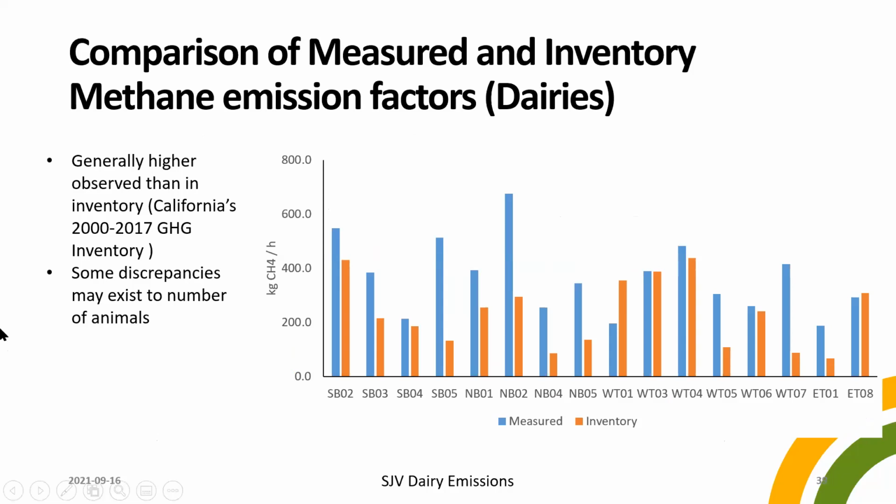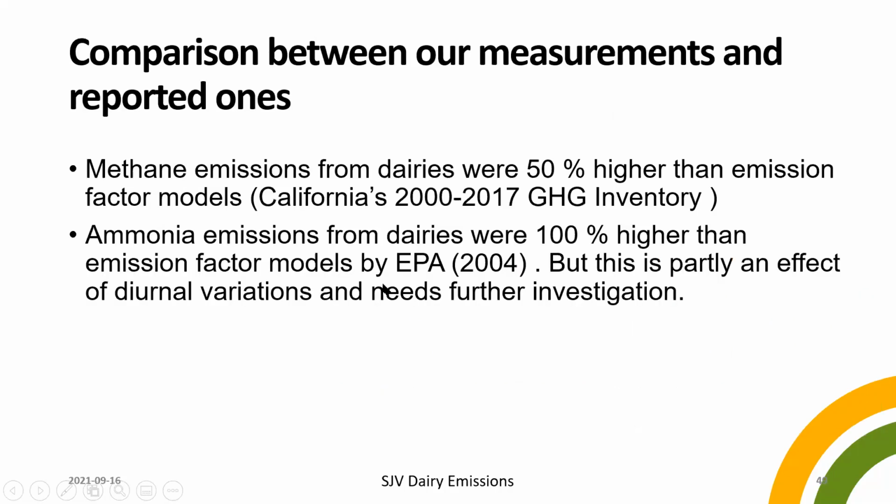We did compare these to the California greenhouse gas inventory. If we do that for these emissions for the different farms here, now it's not per head, it's the absolute emissions of methane. You can see that for many of them it's not too dissimilar. There are some discrepancies, some big differences in some of them, and again, blue is measured and the red one is inventory data. So you can see that the measurements are somewhat higher, but not like an order of magnitude or anything. It's actually 50% higher than the emission factor models.